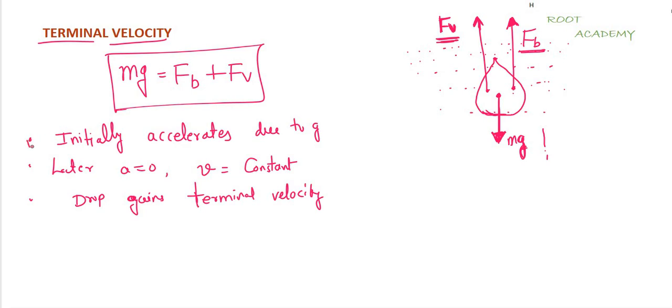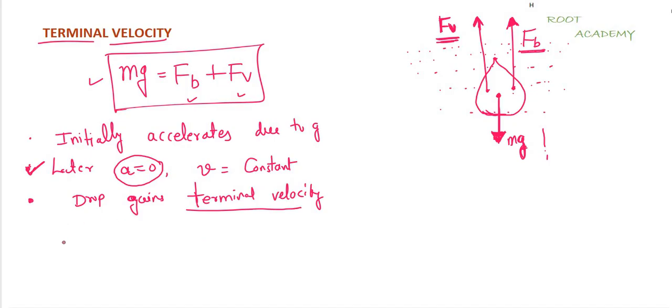What we can say here is initially its speed will keep on increasing due to gravitational force, but after some time the net acceleration becomes zero. The drop will not accelerate anymore. Why? Because these three forces 1, 2 and 3 will balance each other, and the drop will attain terminal velocity.